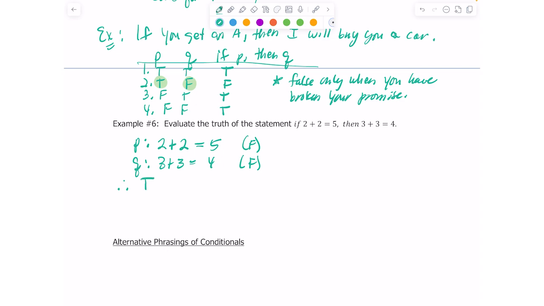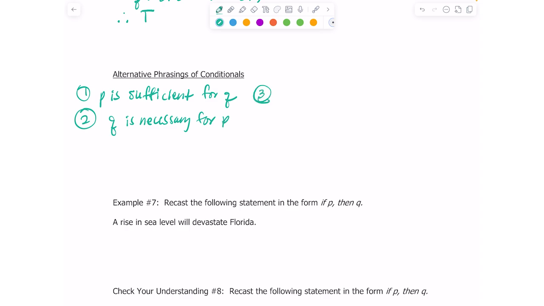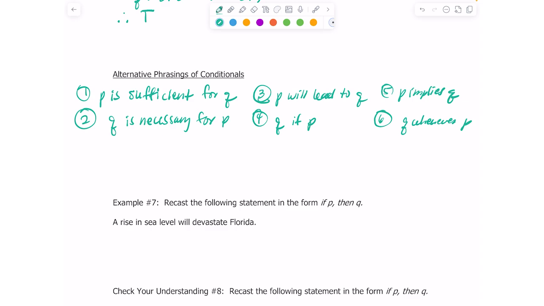There can be alternate phrasings for conditionals. Instead of if-then, they could say something like P is sufficient for Q. Q is necessary for P. P will lead to Q. Q if P. P implies Q. And Q whenever P. These are just different phrases that are still conditional statements, but they're not using the words if and then. So let's take a look at them.